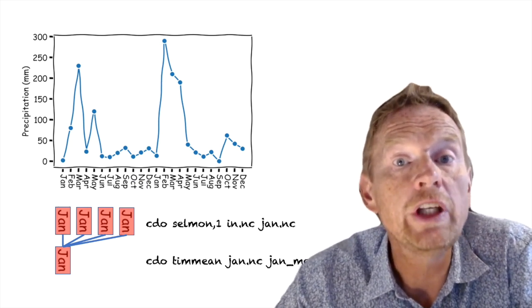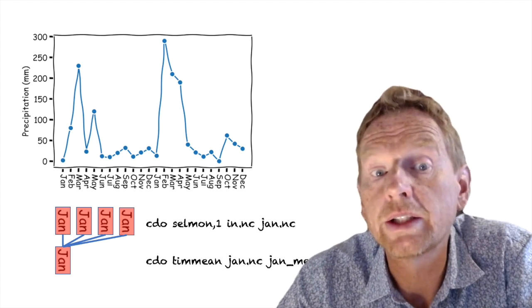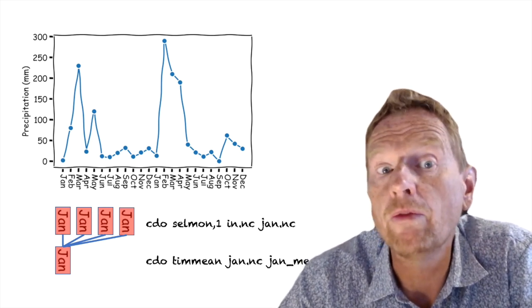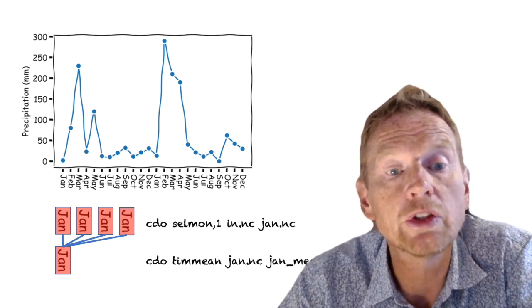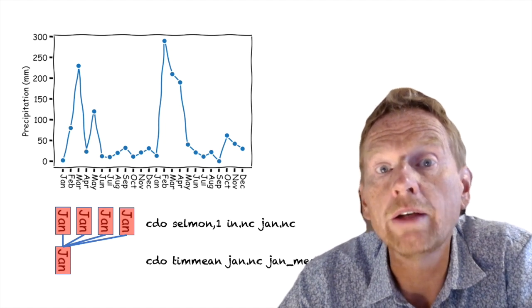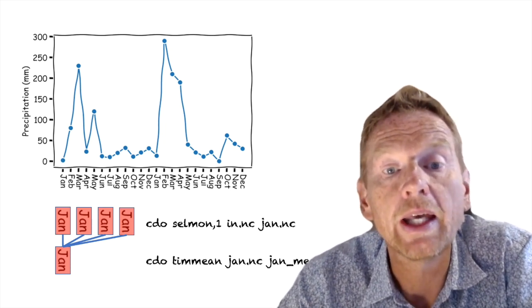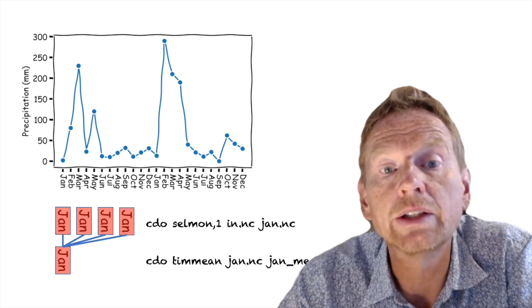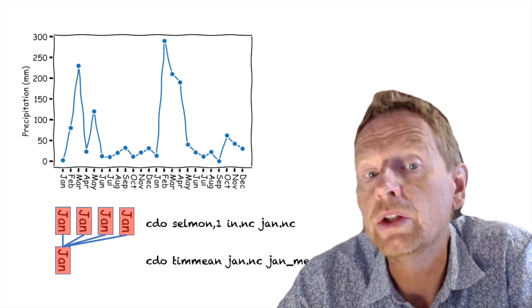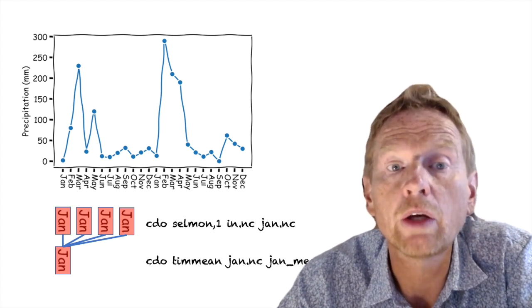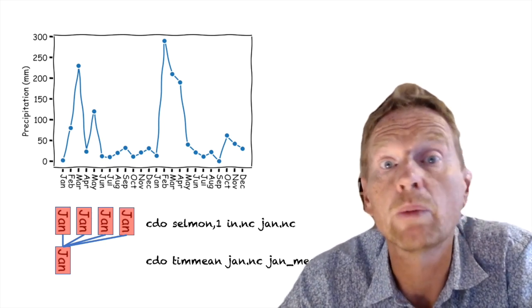Now, with the CDO commands we've already learned, we could do this by selecting the specific month from the data set. So we can select all the Januaries by saying CDO selmon, comma 1 for the first month, input, output, and that basically selects all the Januaries into one file. And then we can use a mean function such as timmean to average all of those Januaries. So that way we've extracted all the Januaries and we've averaged them.